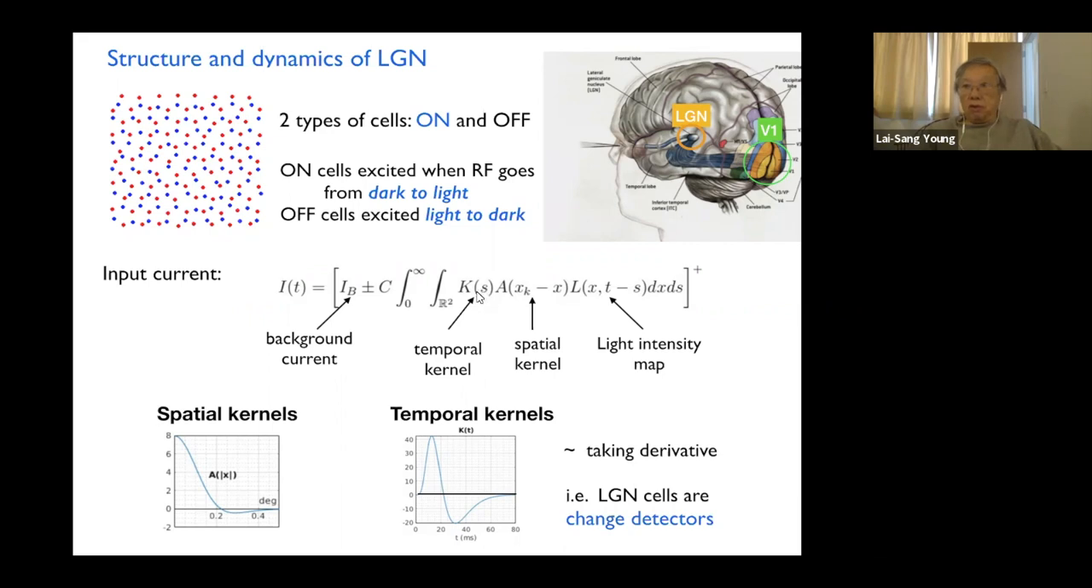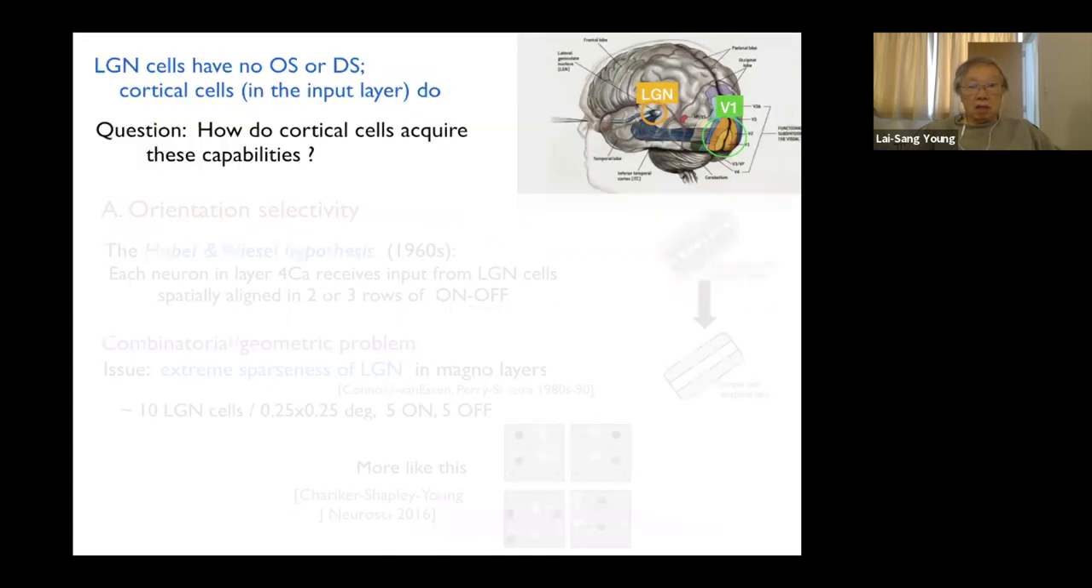The temporal kernel is what's interesting. The temporal kernel has this shape. And what this looks like when you convolve with something like this, it means that you are taking a derivative. So in other words, LGN cells are change detectors. That's why they detect the change from dark to light and from light to dark.